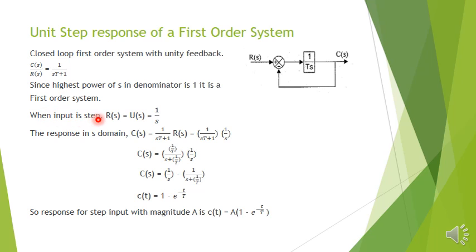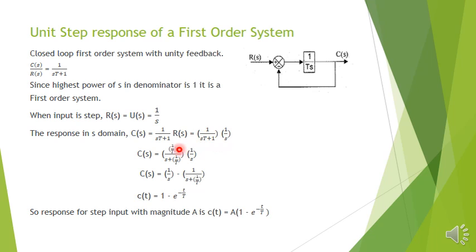So when the input is a step, R of S is equal to U of S, that is equal to 1 by S for a unit step signal. Now based on the transfer function C of S by R of S equal to 1 by 1 plus ST, the response in S domain becomes, by cross multiplying, C of S equal to 1 by ST plus 1 into R of S, that is 1 by ST plus 1 into 1 by S. But we cannot find C of T directly because Laplace inverse of products is not possible. So we have to modify this.